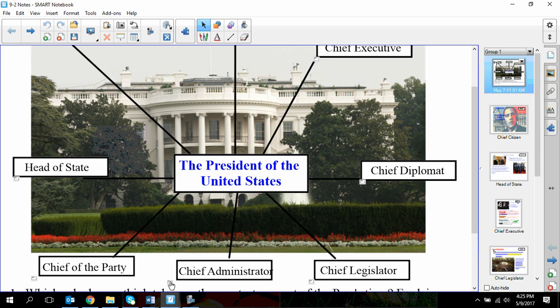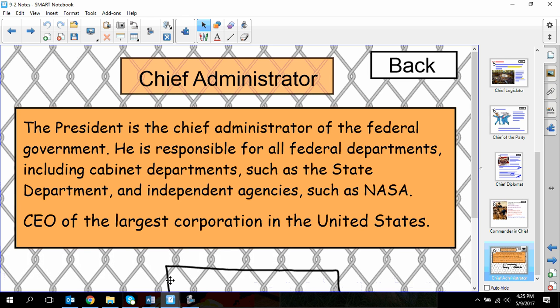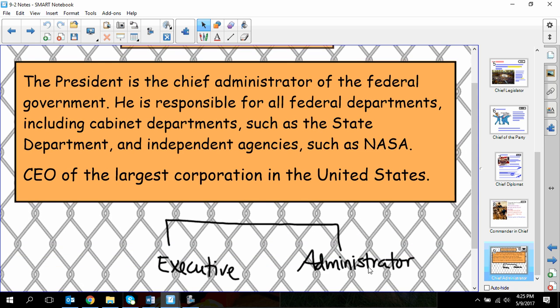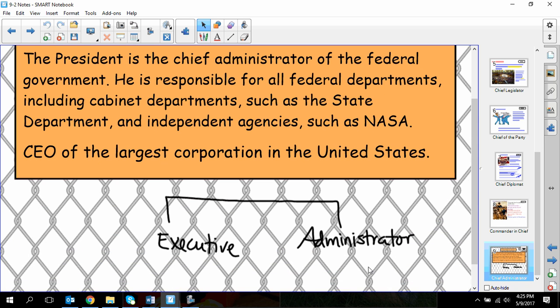The next one would be what I would call the chief administrator. The chief administrator is the person that's in charge of the federal government. He's responsible for all the federal departments, all the cabinet departments like the State Department and the independent agencies like NASA. Basically, he is the CEO of the largest corporation. An executive, but I want to really make a distinction between the two roles.